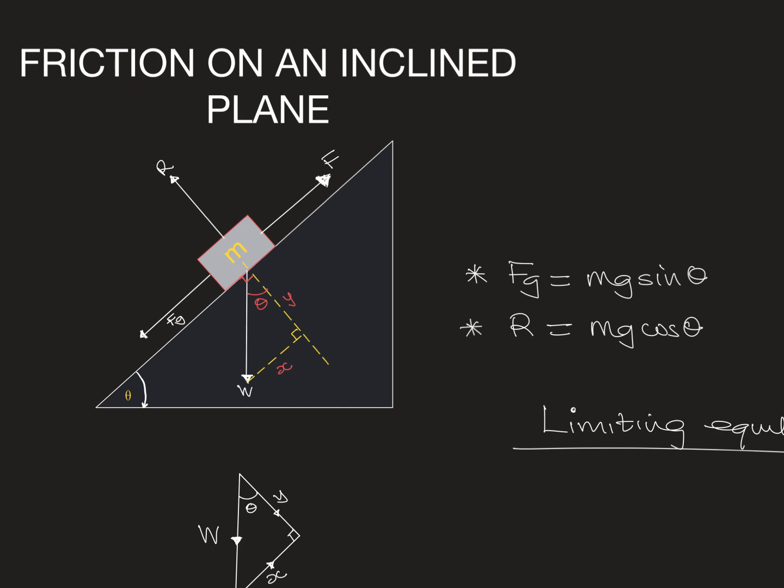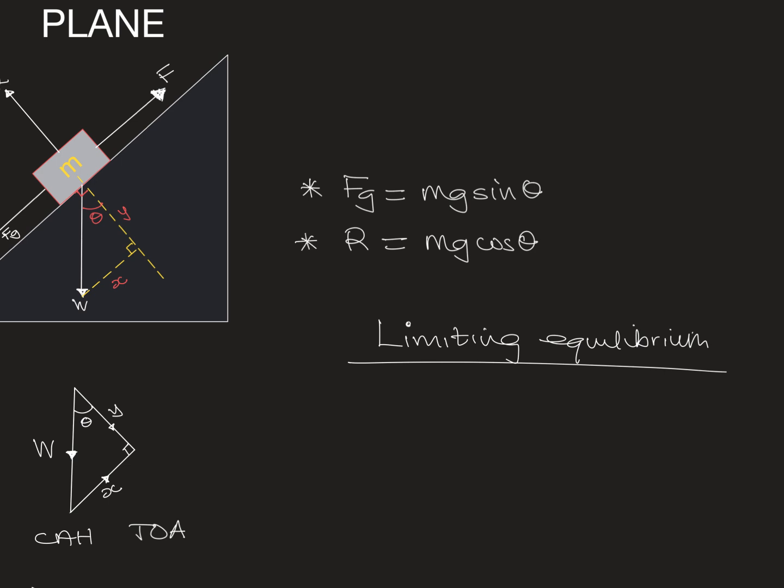So in other words, the force that tends to bring the object down the plane must be equal to the frictional force in a condition known as limiting equilibrium. Under limiting equilibrium, we said that F will be equal to Fg. Okay, but what is Fg? Fg is mg sine theta, so therefore we can also say that the frictional force is mg sine theta under the condition of limiting equilibrium when there is no applied force. Then the frictional force is equal to mg sine theta.